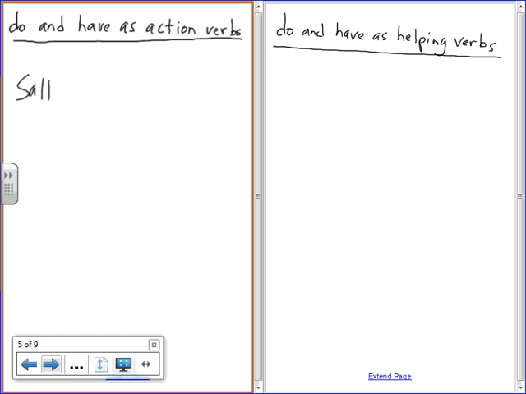Sally does her homework after school, assuming that she is a diligent and responsible student. In this sentence, does is the only verb. It is not helping anything. It is the verb. It's an action verb. It's the main verb, right?